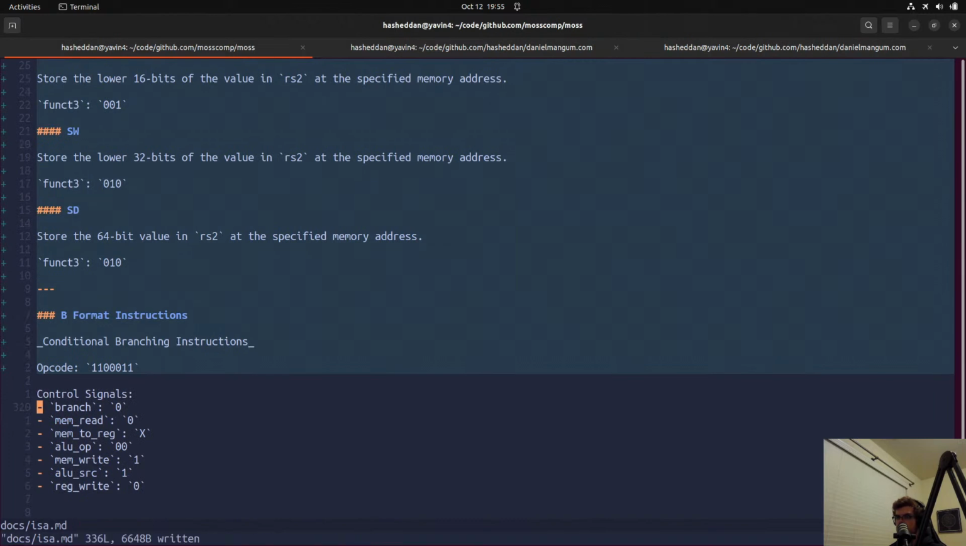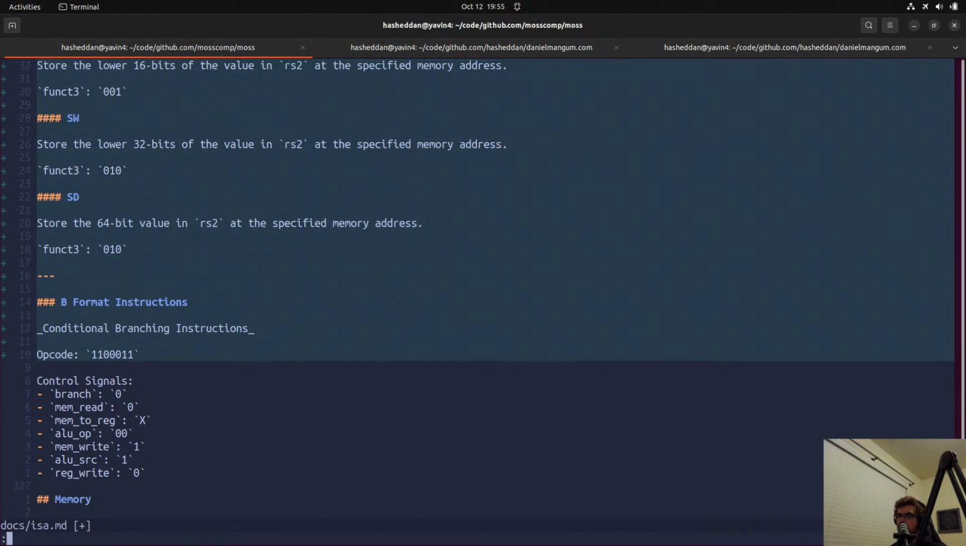Control signals. Great, we have another one that we can look at here if needed. Okay, so first thing I know is that we're not writing anything back to register, so we once again don't care about this. Branch is 1.